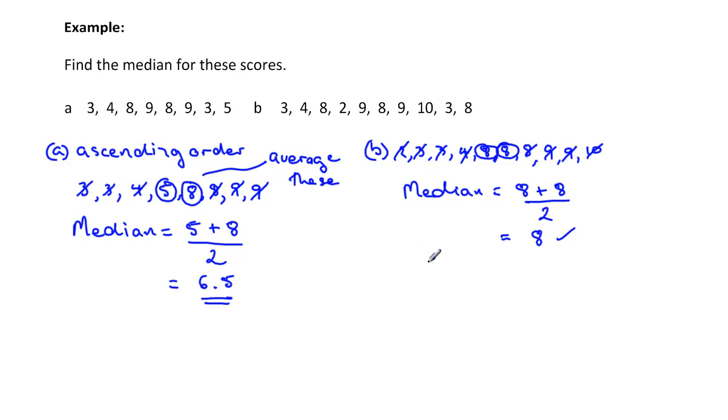So there you've covered the median. Couple of tricks. Remember, if you've got one single number, that's fine. If you've got two, you've got to average them. But remember, you cannot do this without putting the numbers into ascending order first of all.